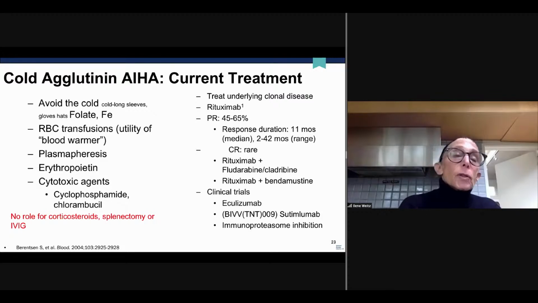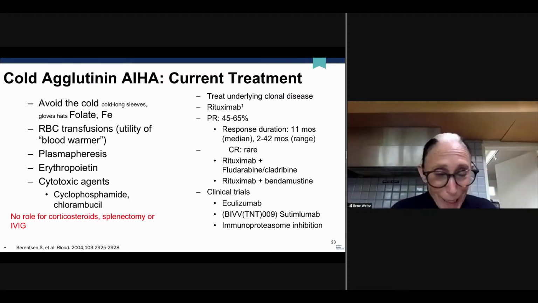If they need transfusion, you want to remember to use a blood warmer. And the blood warmers are highly effective. Both the patient and the doctor in the room are sweating. They keep the blood really warm. You can do plasmapheresis because IgM is a big molecule, so it's easy to pull out. Again, you want to keep it warm so it doesn't gum up the machine. You can use erythropoietin if the retic count is inadequate.